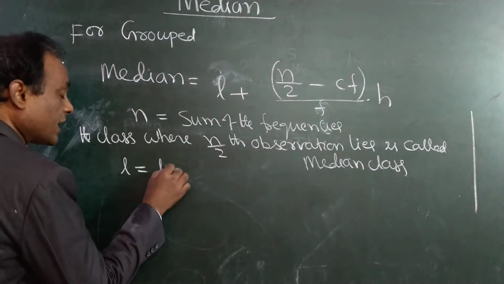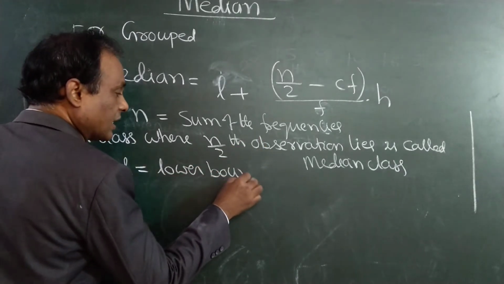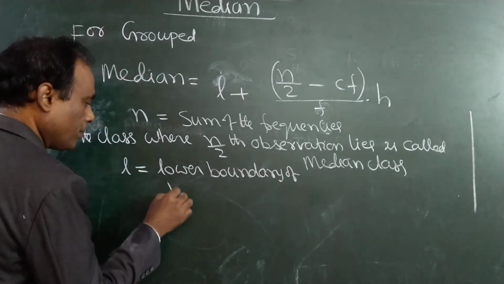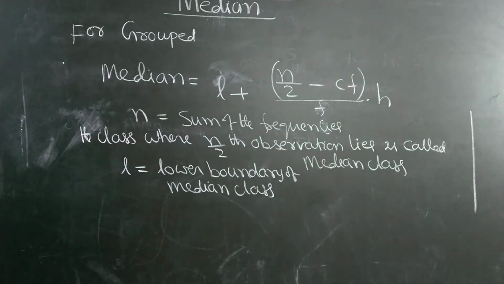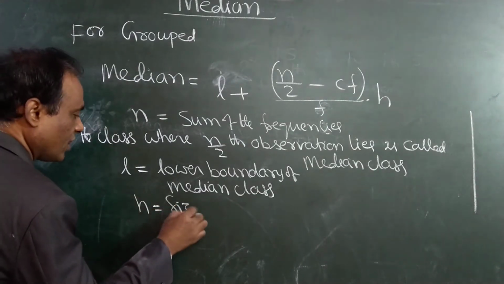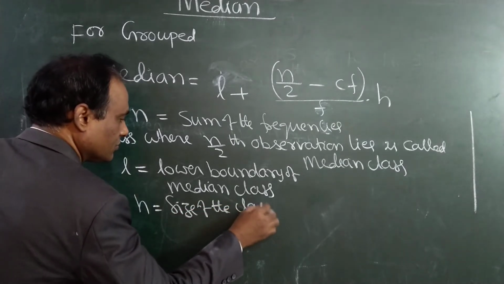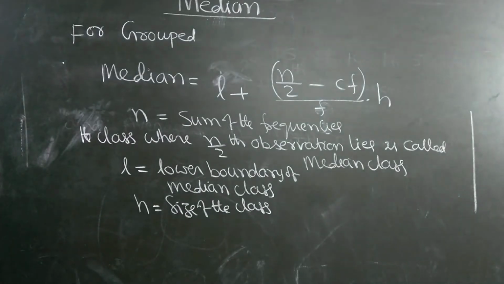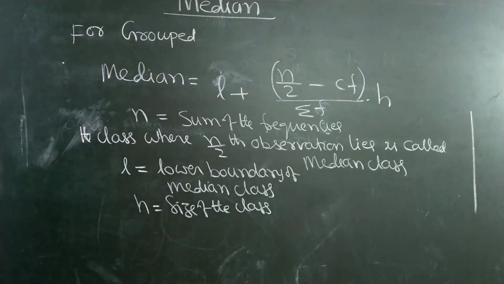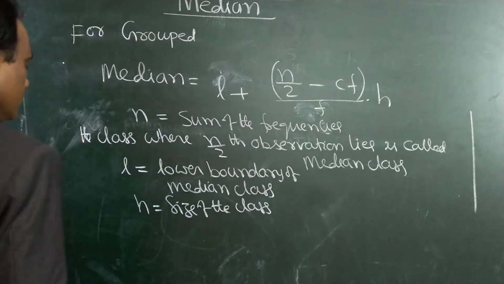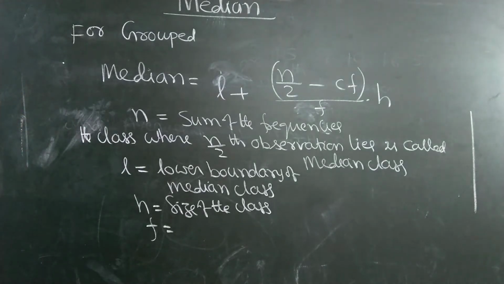L is the lower boundary of the median class. h is the size of the class. f is the frequency of the median class.